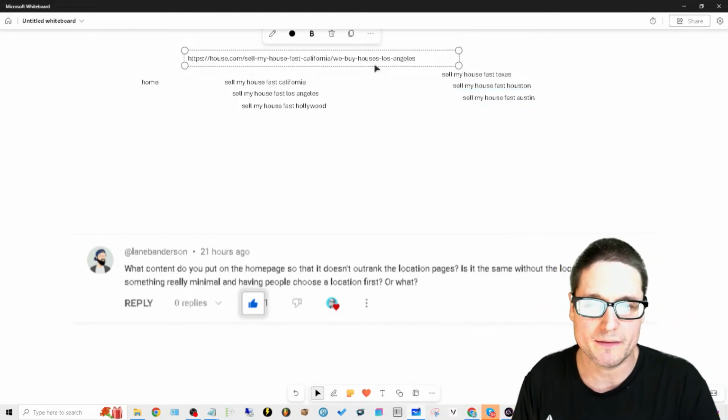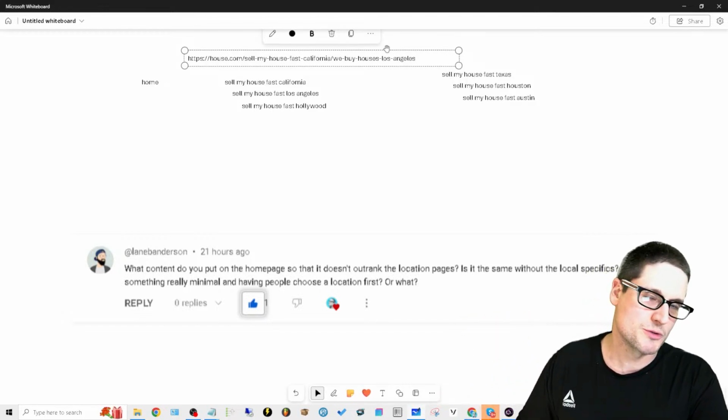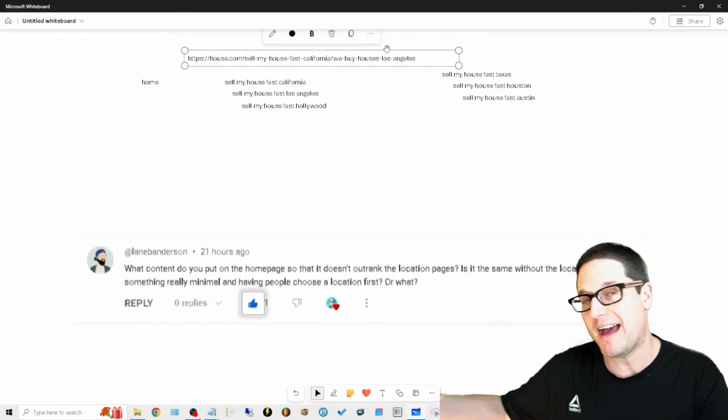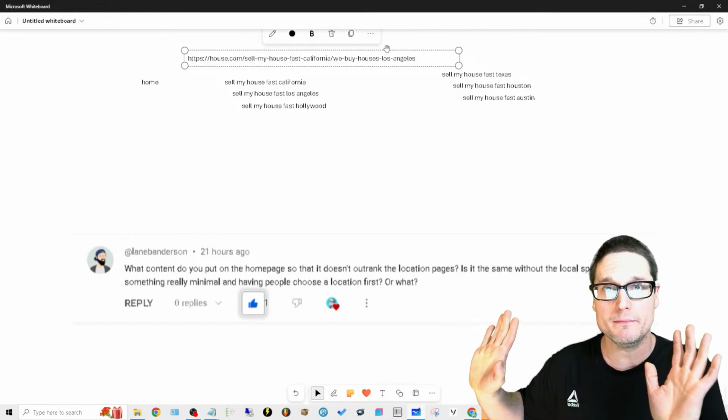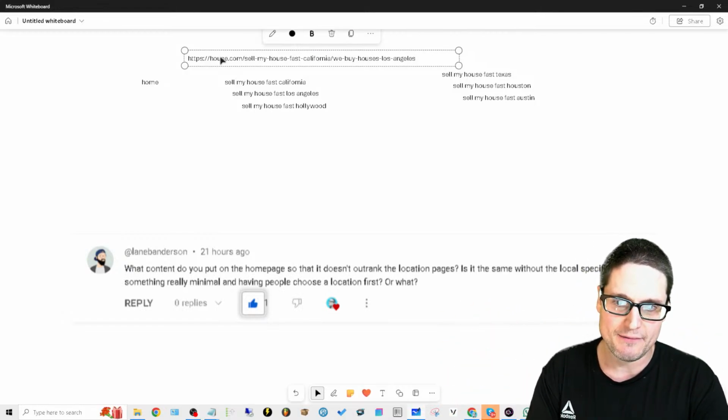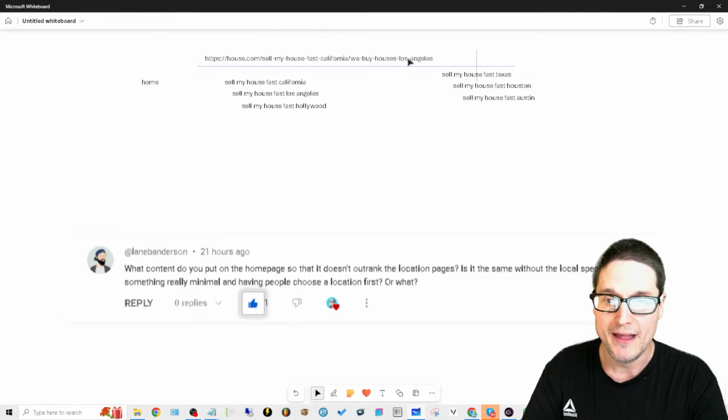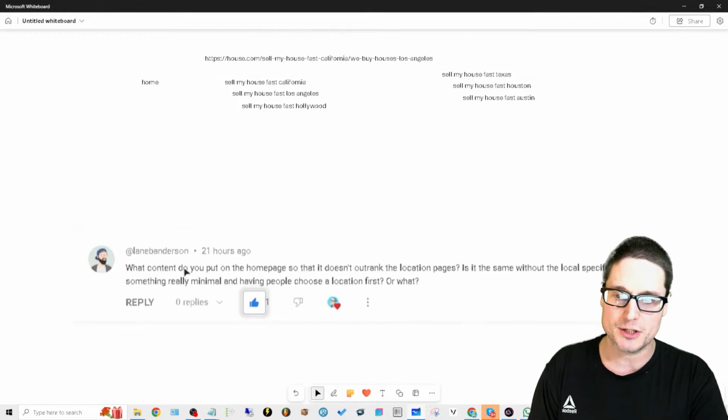This way we could target the primaries. They mean the same thing. The SERPs generally look the same. We didn't add fast or for cash or anything like this, any type of modifier, right? So with that being said, we have house.com / sell my house fast California. This is a top level page with a location modifier. Now back down here to Lane's question.